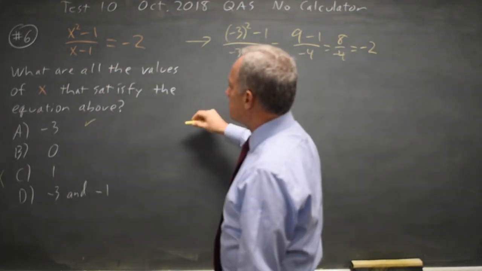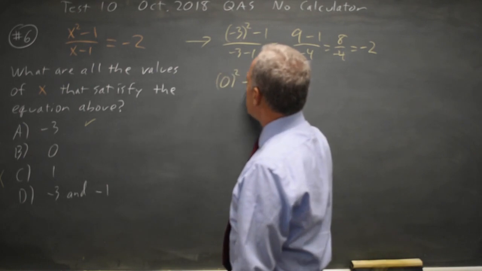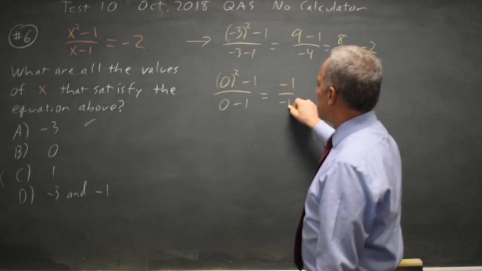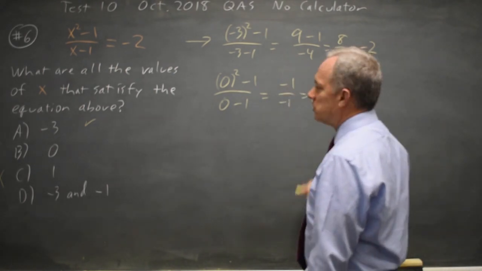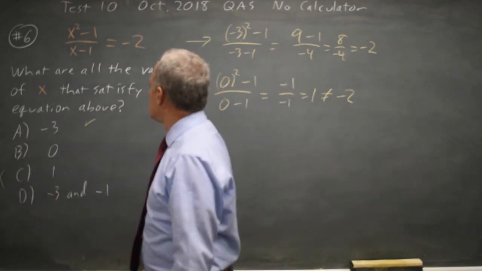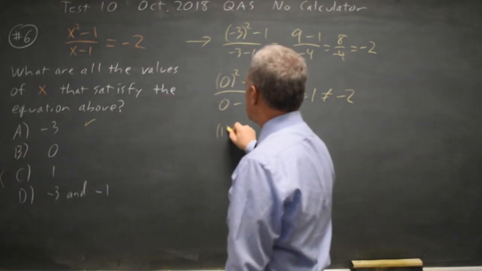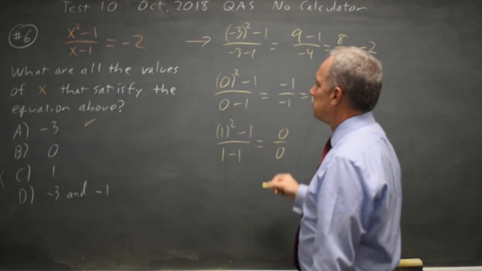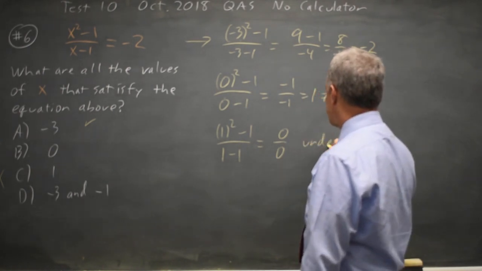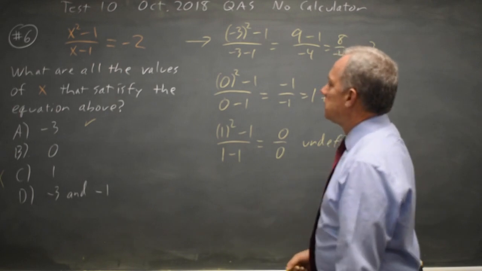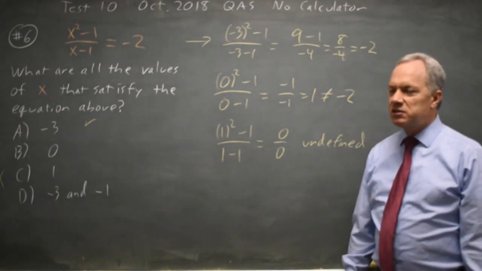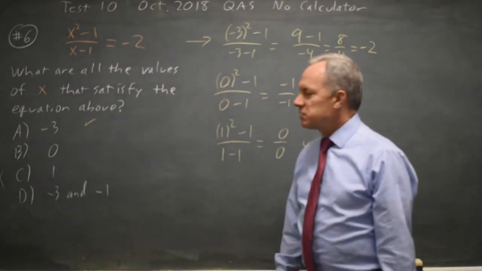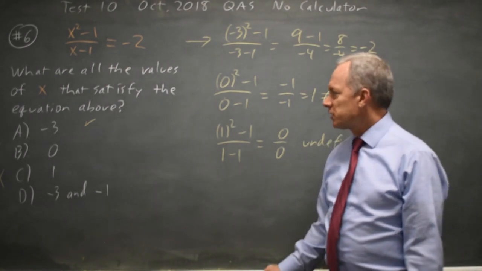If I plug in 0, I get 0 squared minus 1 over 0 minus 1. 0 squared is 0, so that's -1 over -1 equals 1, which is not -2, so it was correct to reject 0. Let's try 1. 1 squared minus 1 over 1 minus 1 is 0 over 0, which is undefined. Since we're not allowed to divide by 0 during the SAT, we're going to reject choice C, and by substituting these in, I found what I already knew from trying x equals -3.